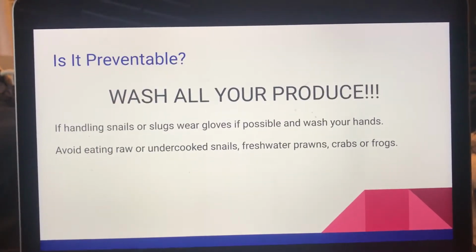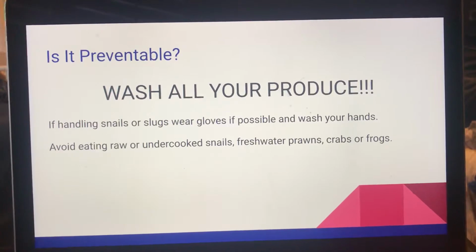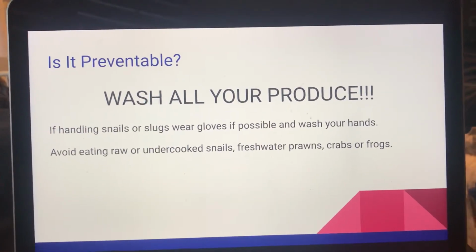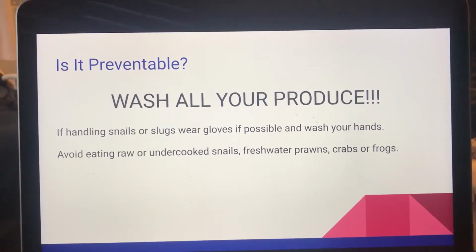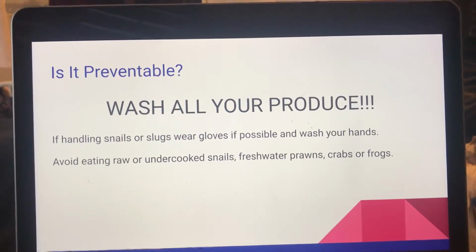And then, is this preventable? Yes, this is preventable. So you need to wash your produce. I know there's things that are grown hydroponically and things that you don't think, oh, it's food safe. Always wash it, just to be sure. You never know. You never know.